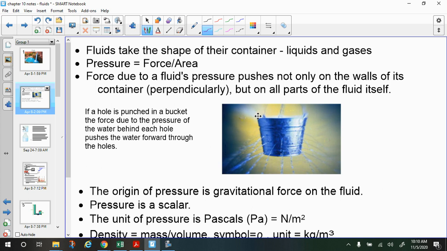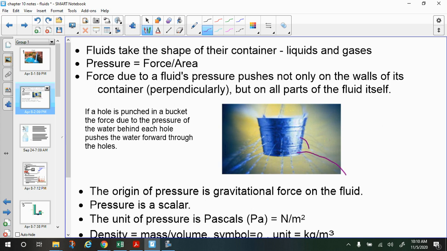So if you think about having a bucket and you punch a bunch of holes in it, the water is going to shoot out of the hole if the bucket is filled with water. And the reason the water shoots out of the hole is because the pressure from the water behind it is pushing it out of the hole. You'll also notice that when we have holes towards the bottom of the bucket, that water is going to be shot out farther than holes towards the top of the bucket.